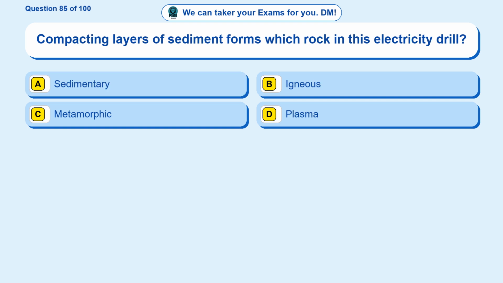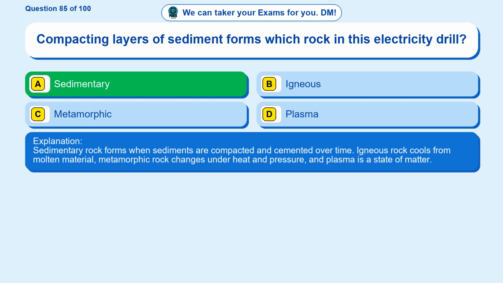Question 85. Compacting layers of sediment forms which rock in this electricity drill? Option A sedimentary. Option B igneous. Option C metamorphic. Option D plasma. The correct answer is option A. Sedimentary. Sedimentary rock forms when sediments are compacted and cemented over time. Igneous rock cools from molten material, metamorphic rock changes under heat and pressure, and plasma is a state of matter.